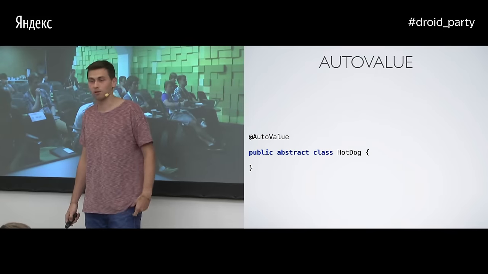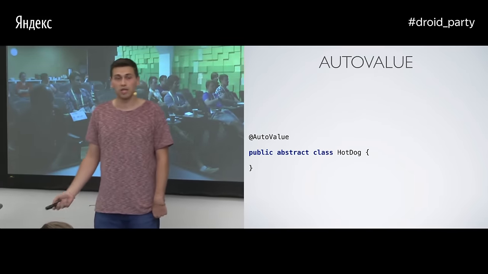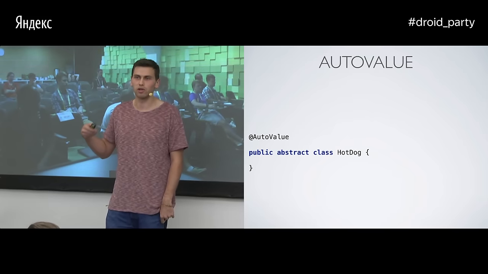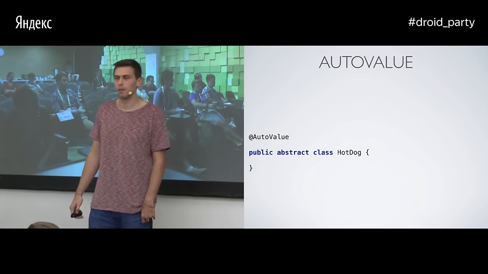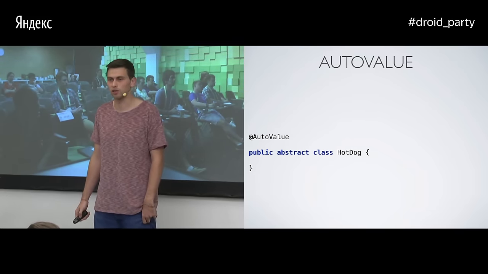And one way is AutoValue. AutoValue is an annotation processor by Google. But there are also others, like Immutables. There's also a library called Immutables. There's also Dex or something like that for doing pretty much the same. But AutoValue has a pretty nice feature called extensions.